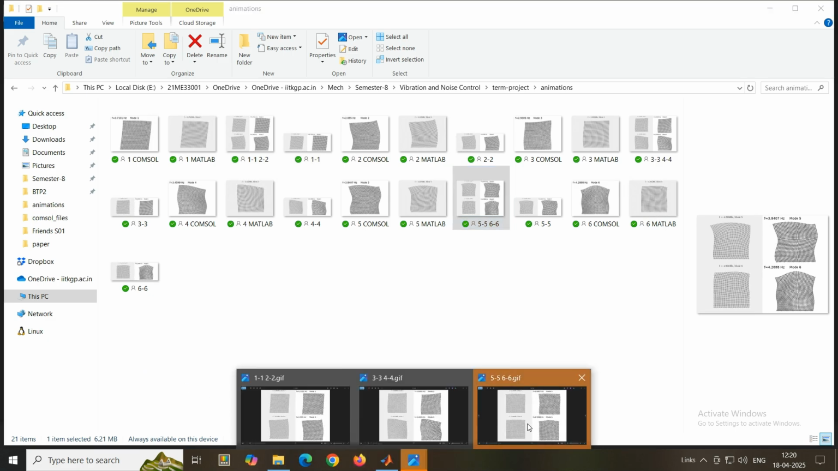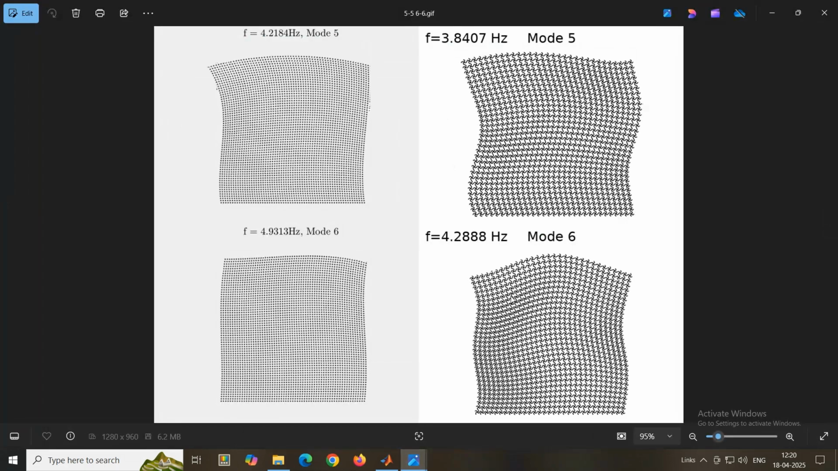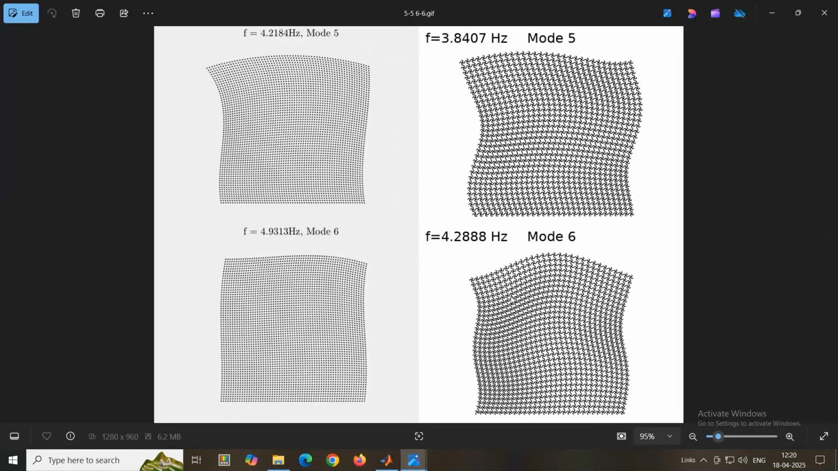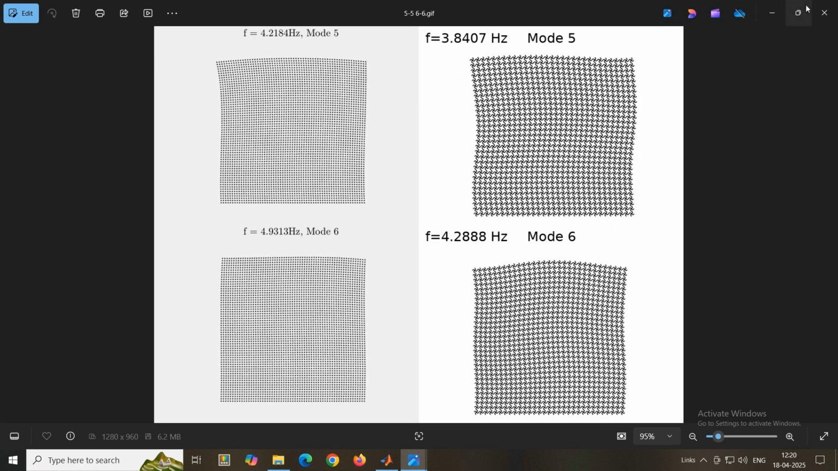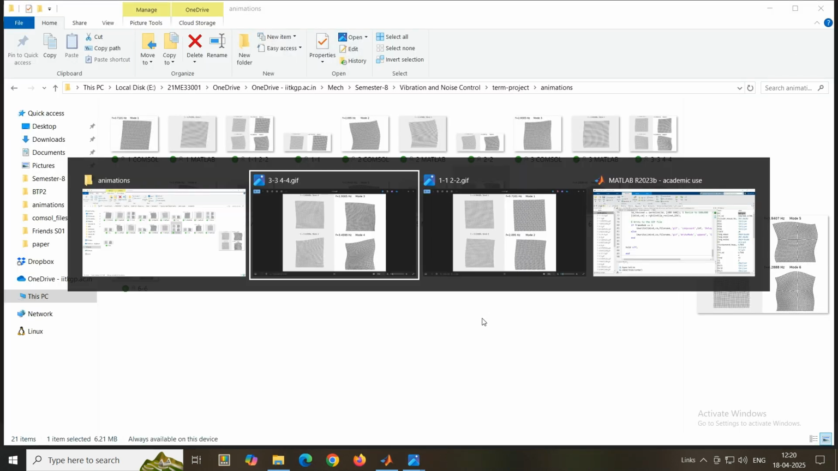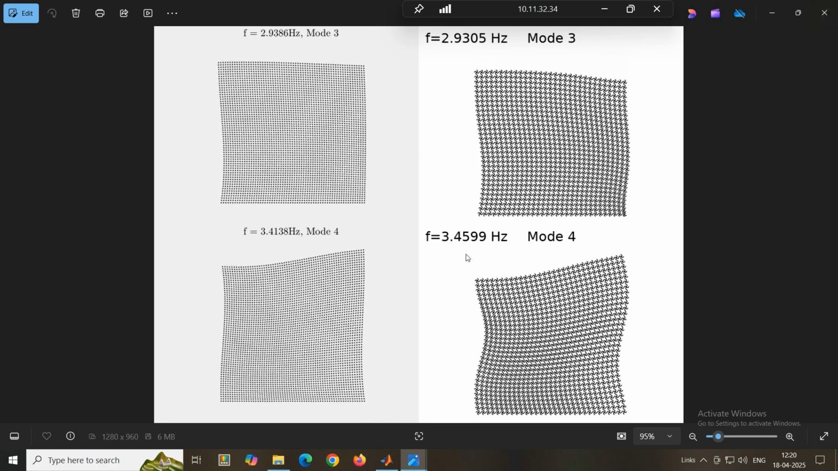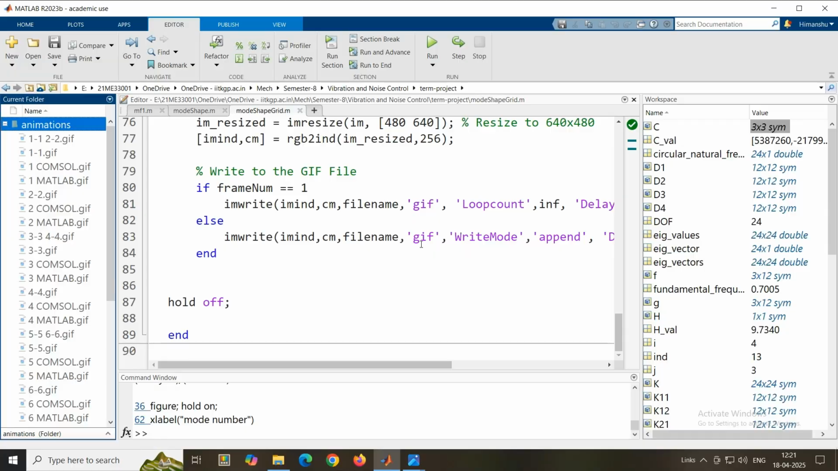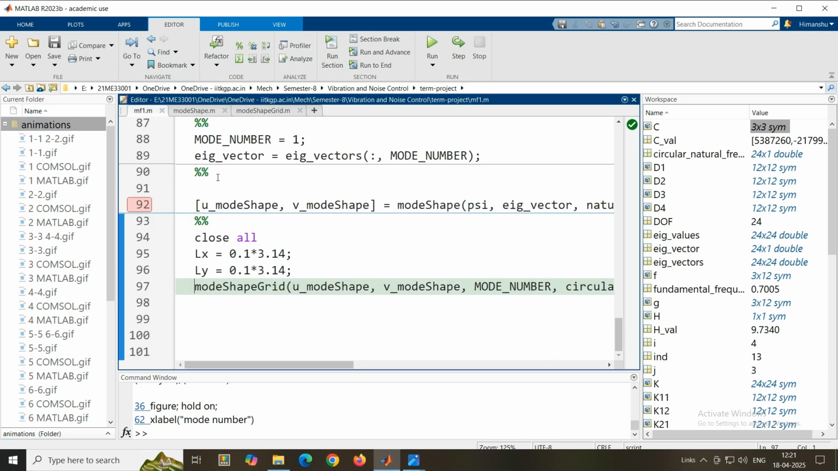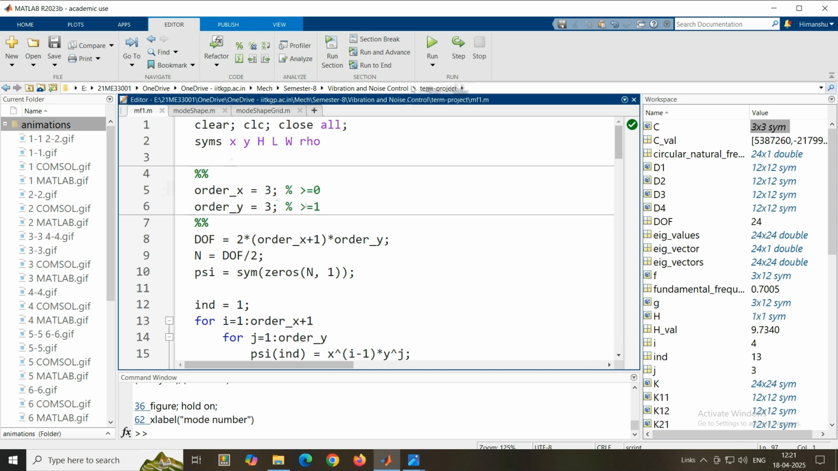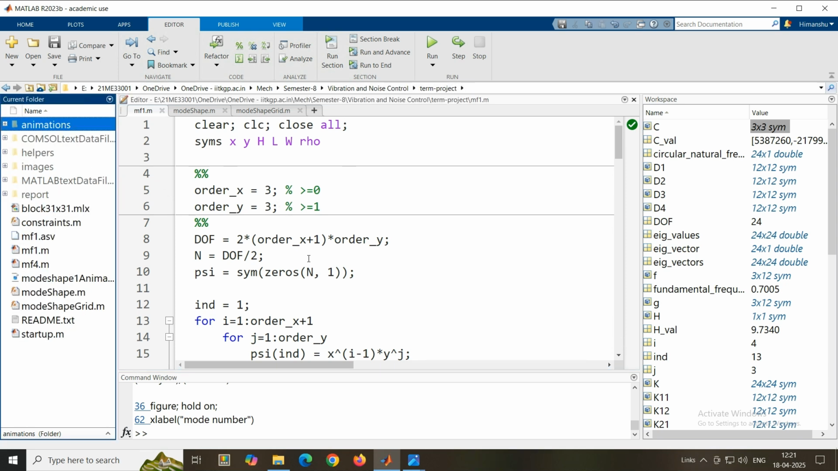For even higher mode shapes, the natural frequencies are also getting worse. So if we want to obtain a match for higher mode shapes, we need to increase the order of the functions here, order x and order y, and this will probably lead to a better match.